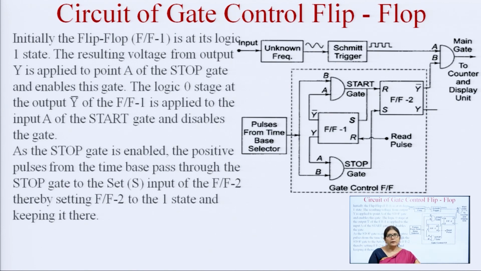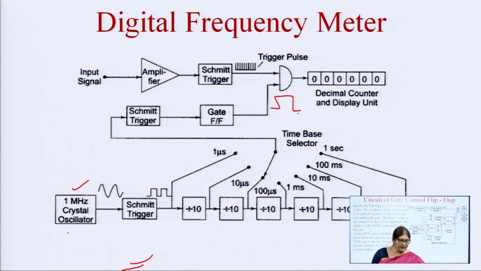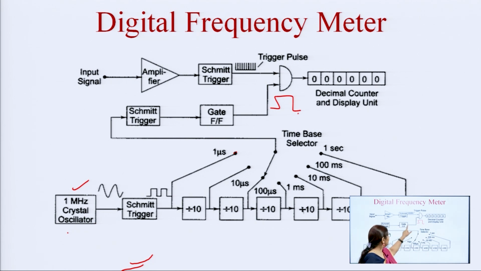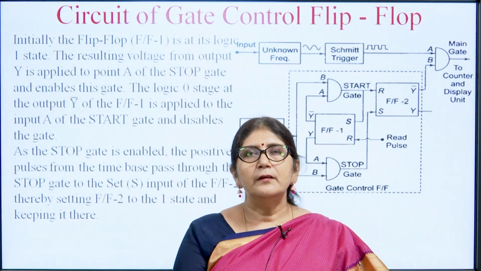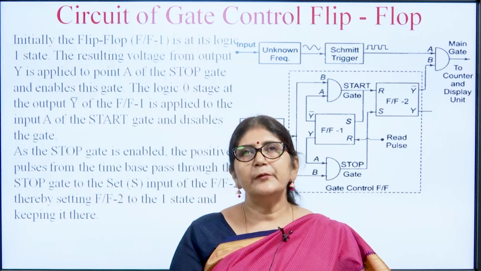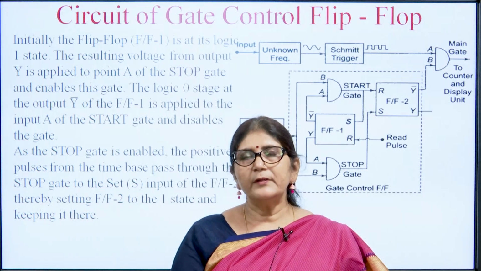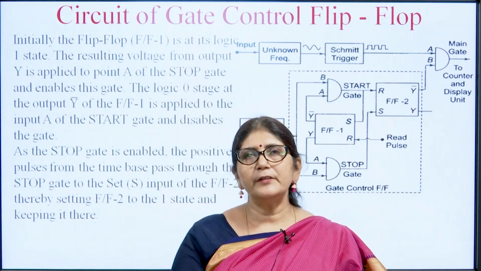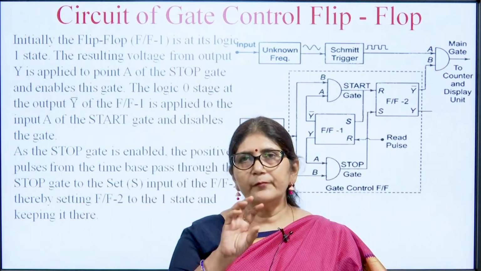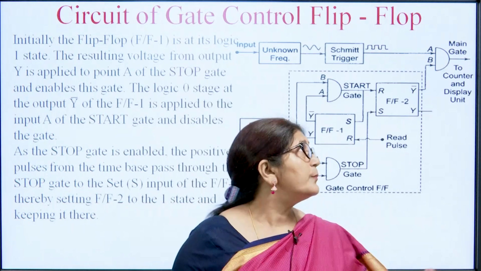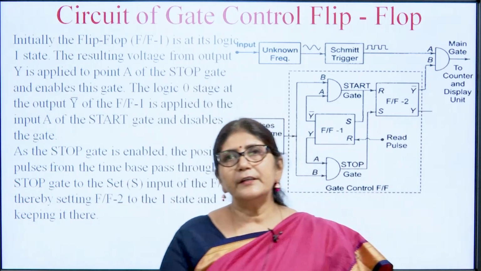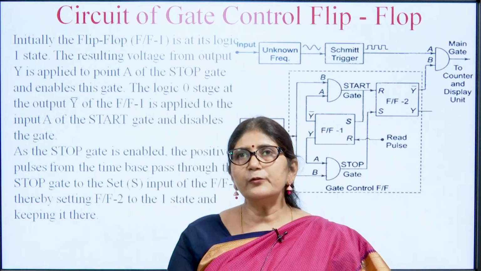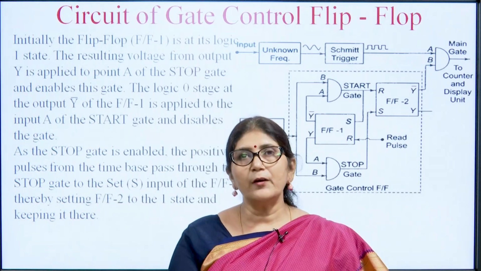Previously, this was the gate circuit. This circuit is explained next. This is the internal block diagram of the gate control flip flop. The gate control flip flop basically switches the AND gate, which is the main gate placed here, on and off, so that it can feed the signal to the counter.